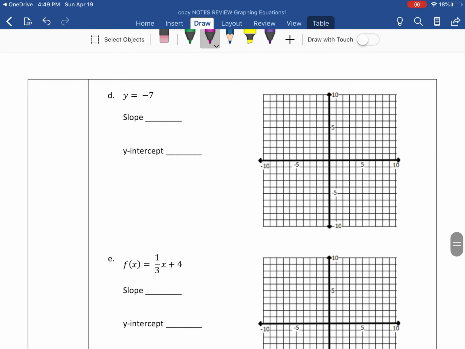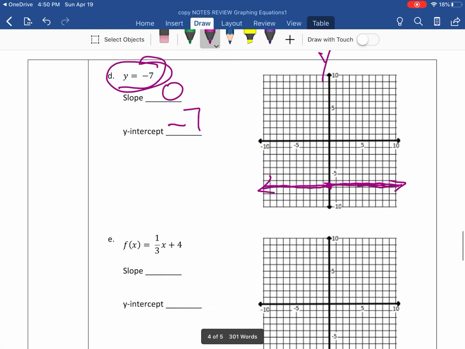All right, we better go over this one, letter D. Y equals a negative 7. When it's a letter all by itself, y equals a negative 7, you go to the y-axis, you find the negative 7, and you cut it in half at the negative 7. What kind of a slope does that have? That has a zero slope. It's not going anywhere. What is the y-intercept? Well, they tell us right here, it's a negative 7.